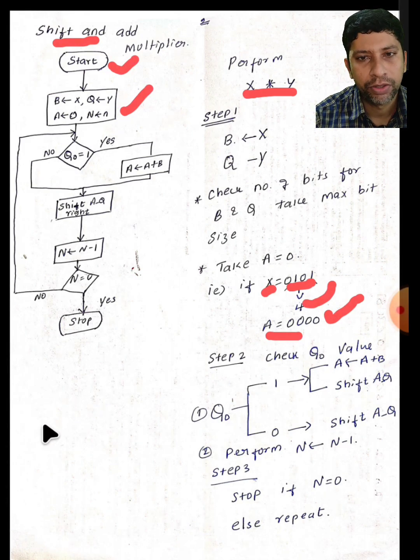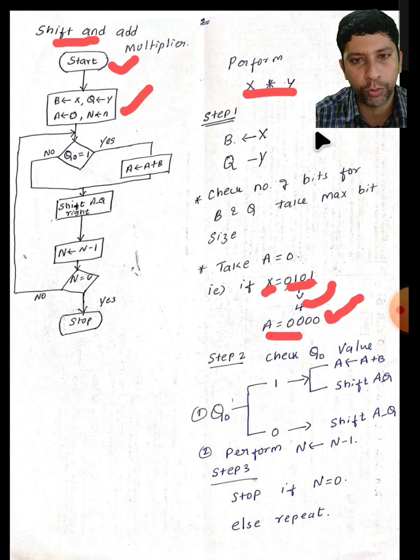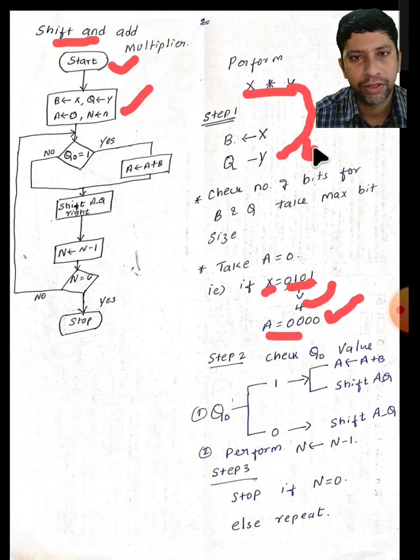Next step, we check the last bit, the LSB of your q. What is q? Q is nothing but the multiplicand. Q is nothing but this value. Say, for example, this is 0, 0, 0, 1. Then q naught will be 1 in this case.